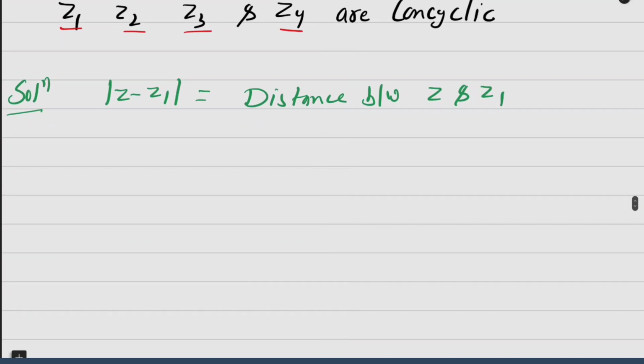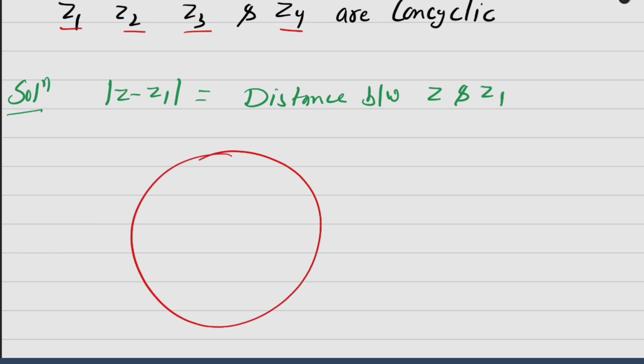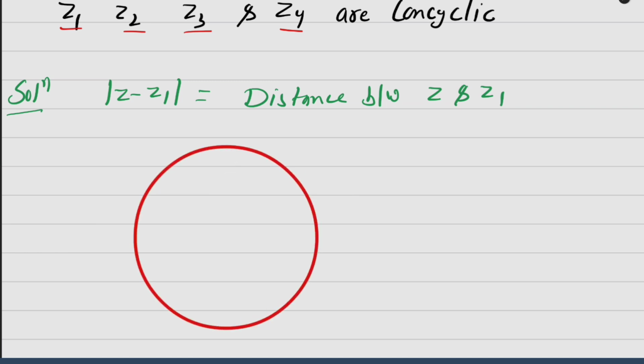It means z can be the center of the circle. Okay, so z can be the center of the circle. If z lies here, so here can be z1, here can be z2, it can be anywhere, z3, z4. So this makes sense only if the distance of z from all the 4 complex numbers is the same, then z can be the center of the circle. Okay, first thing, this one.